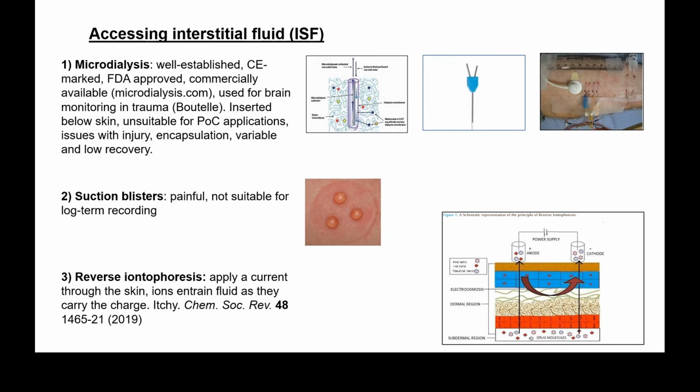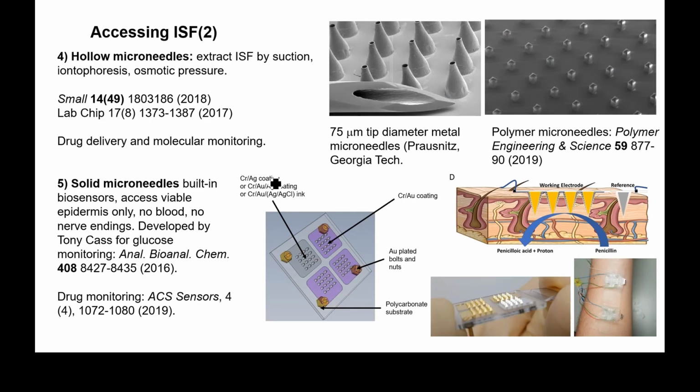And reverse iontophoresis, where we pass a current through the skin, and ions will move, but they can't move without their water molecules, so you get a net electroosmotic flow, and this will then drag other molecules in, which you can then analyze when you capture them at the cathode. But it does itch quite a lot. So itchiness, you've got to get patient buy-in with any technique. And there's a nice review of this from a couple of years ago in Chem Soc Reviews with the reference shown here. Hollow microneedles can suck these out.